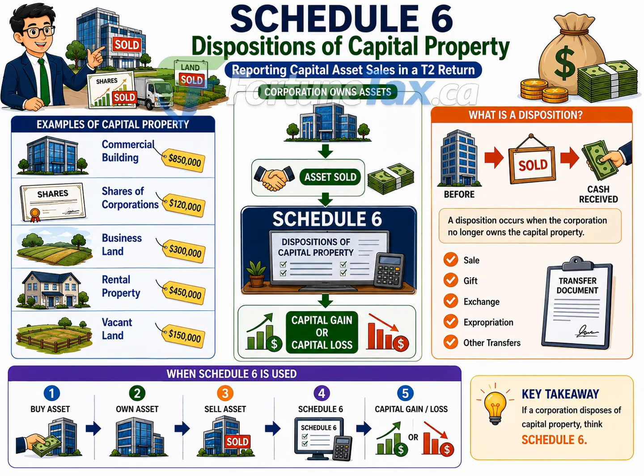The important point to remember is that Schedule 6 is only required when there is a disposition of capital property. Simply owning a building, land, or shares does not require Schedule 6. It becomes necessary only when ownership changes and the corporation needs to determine the tax consequences of that transaction. A simple memory trick is this: if a corporation disposes of capital property, think Schedule 6.